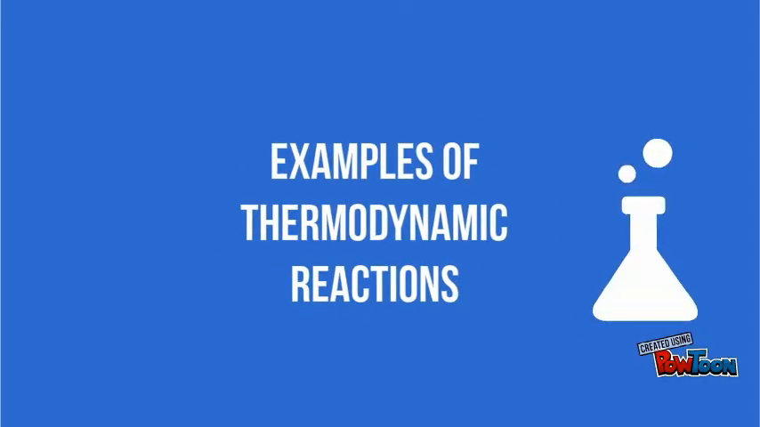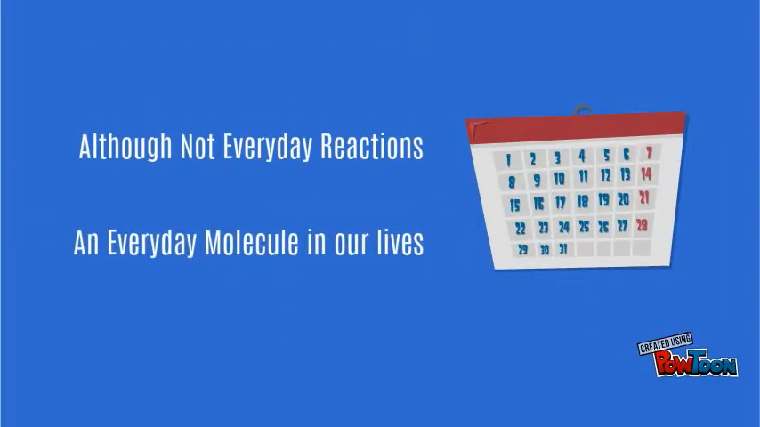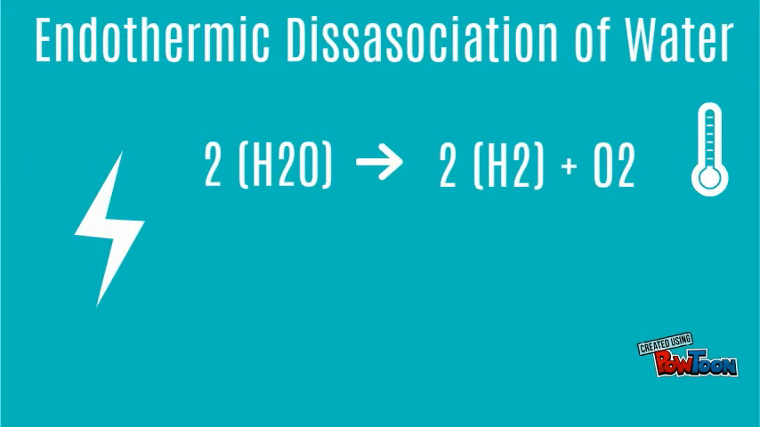Here are two examples of thermodynamic reactions. Although not everyday reactions, these reactions include an everyday molecule in our lives, H2O, or more commonly known as water. Water can be decomposed by electrocuting it while it's in its liquid state. This reaction causes 2 moles of water to break into 2 moles of hydrogen gas and 1 mole of oxygen gas. Remember that hydrogen and oxygen are diatomic elements, so when they are in the gaseous state, they are found in pairs.